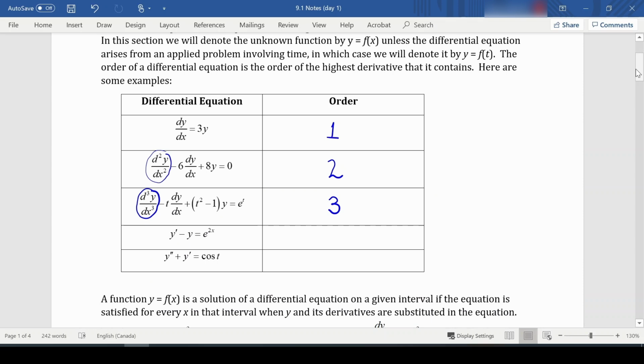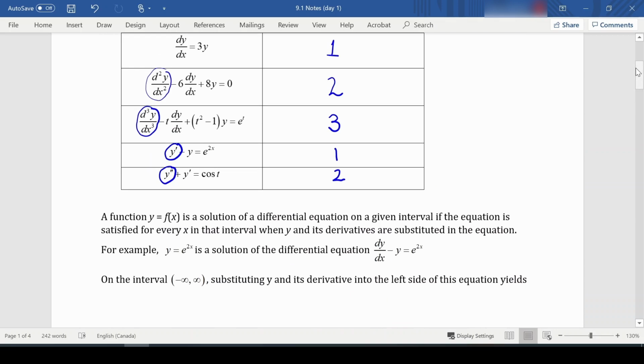All right, so hopefully you are back from taking a look at the last two examples and seeing if you could figure out what order these would be. The first one should be order 1 because the highest derivative is y prime, the first derivative. And the next one should be order 2 because the highest derivative is y double prime, a second derivative.